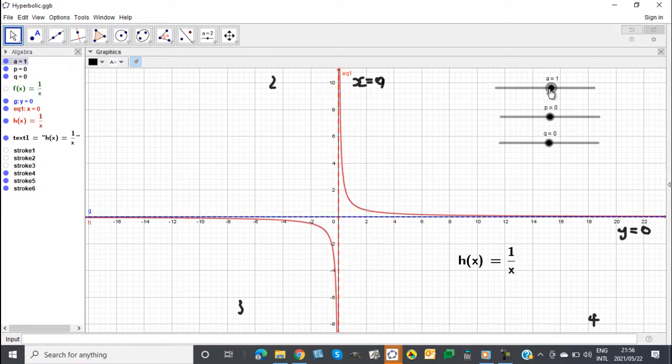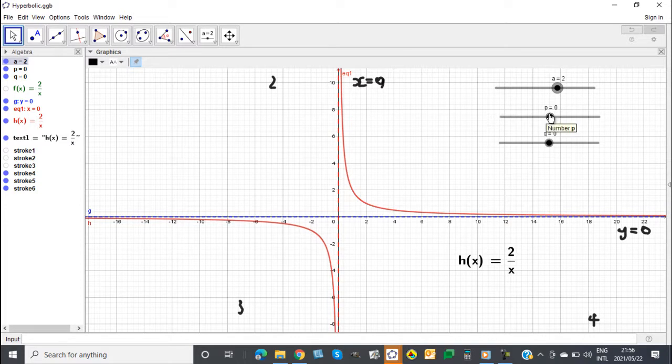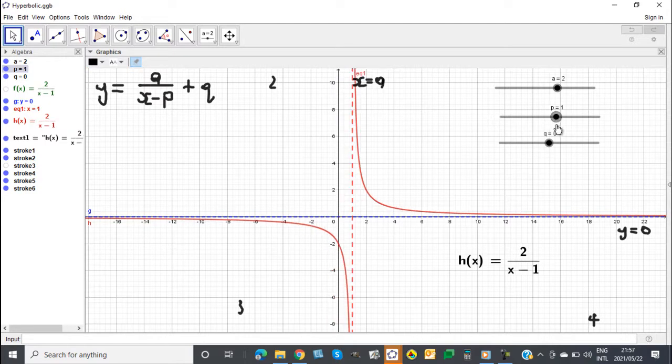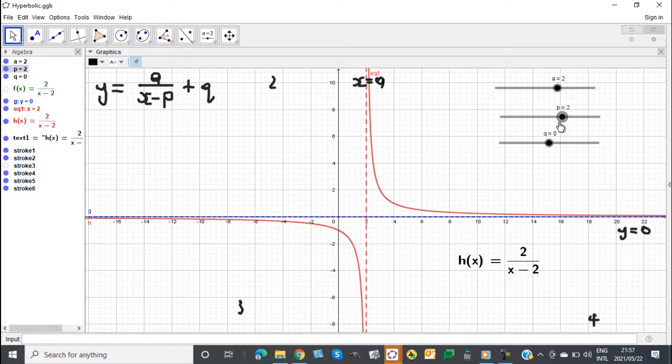Okay, so I'm gonna keep A to be, well, let's make it 2, and then let's play around with P. Currently my P is 0, and if P is 0, remember we have this as the graph. I'm gonna play around with the value of P. Now if P becomes 1 or 2 for that matter, let's just make it 2. So can I still say my graph is in the first and the third quadrant?